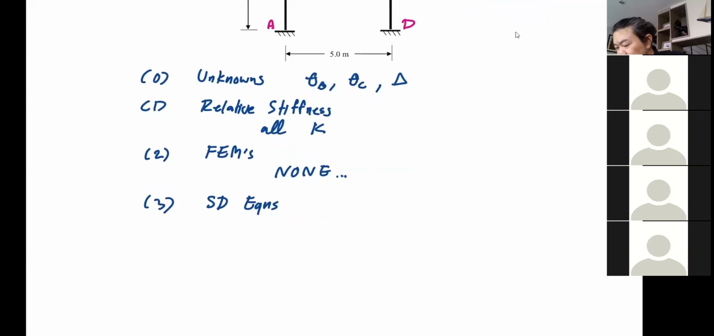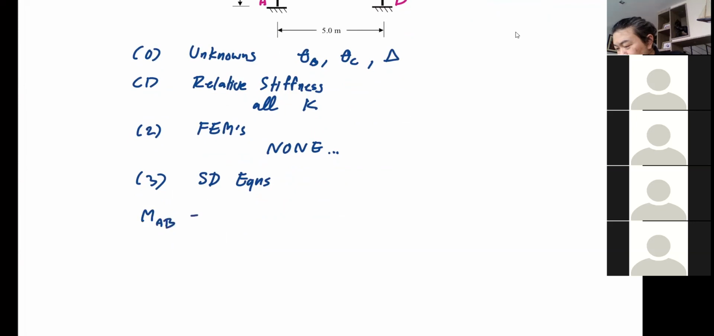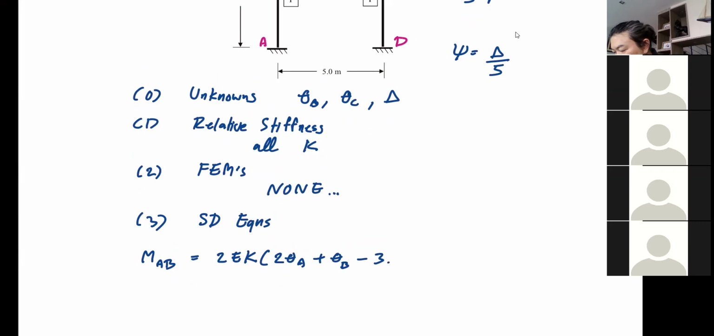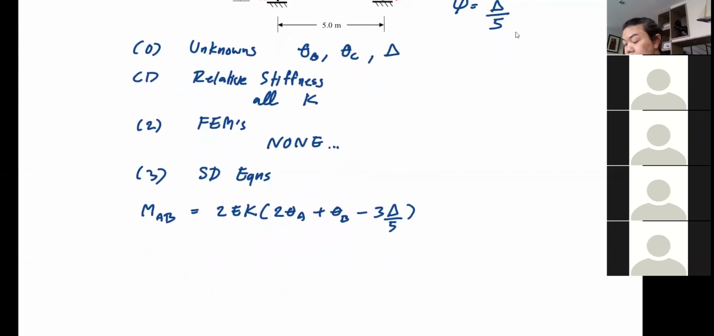Let's move it to the side so that we have enough space, okay? MAB now is going to be 2EK, 2 theta A plus theta B, minus 3 psi. Let us do the psi somewhere else. Psi is equal to delta over 5, okay? So we are going to have here minus 3 delta over 5. You will know the reason why we change the psi term into the delta in the next example, okay? So that's your MAB.